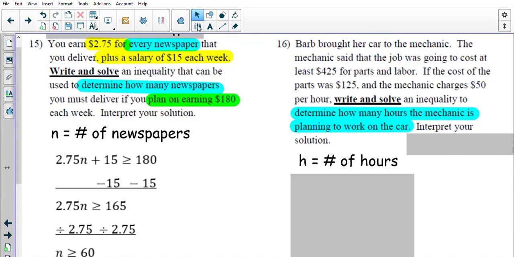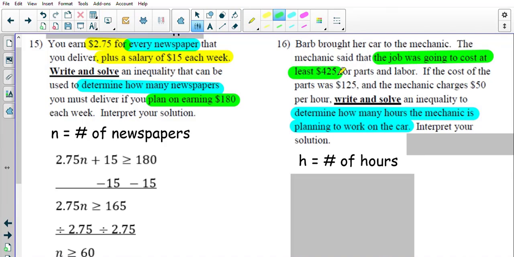Now, we do have a phrase here that's going to represent our inequality. We know that the job itself is going to cost at least $425. That's greater than or equal to $425.